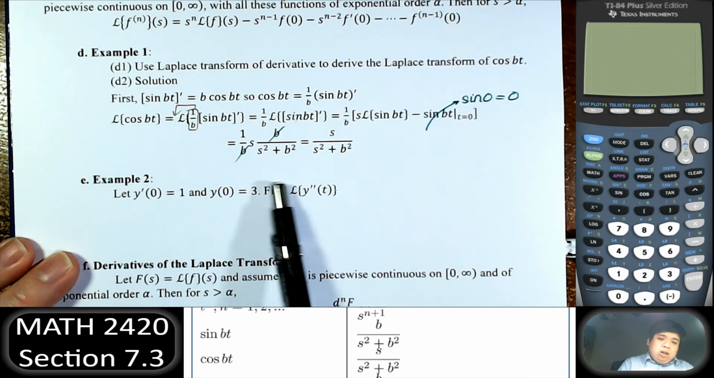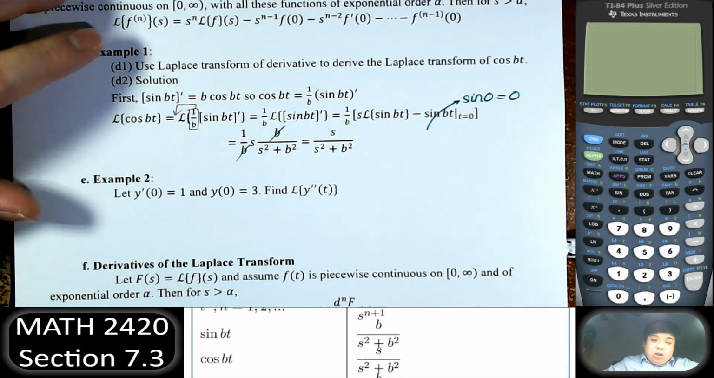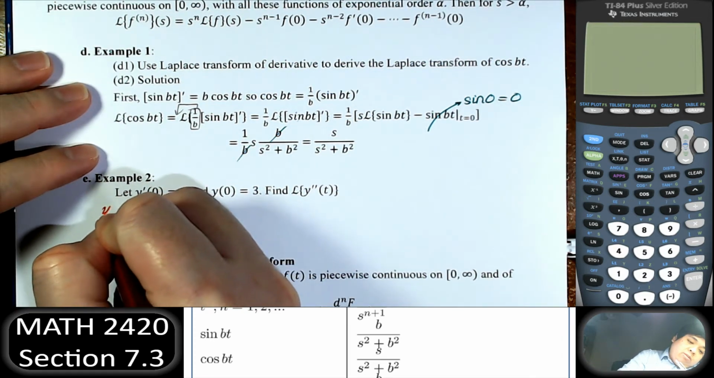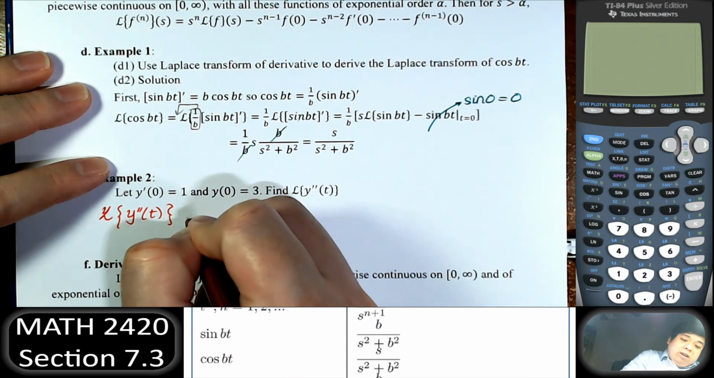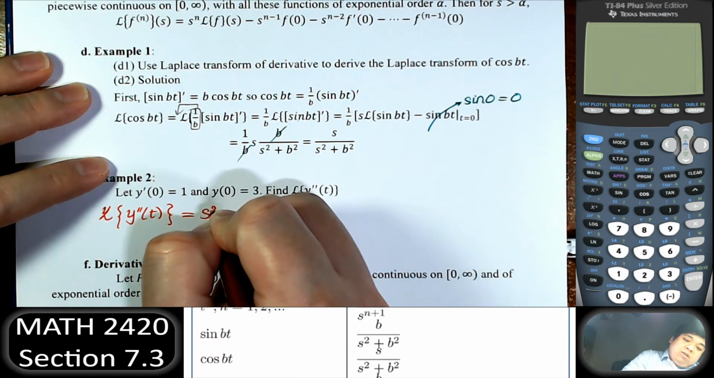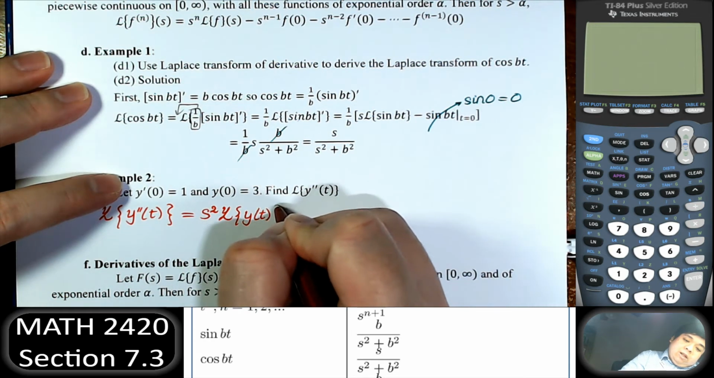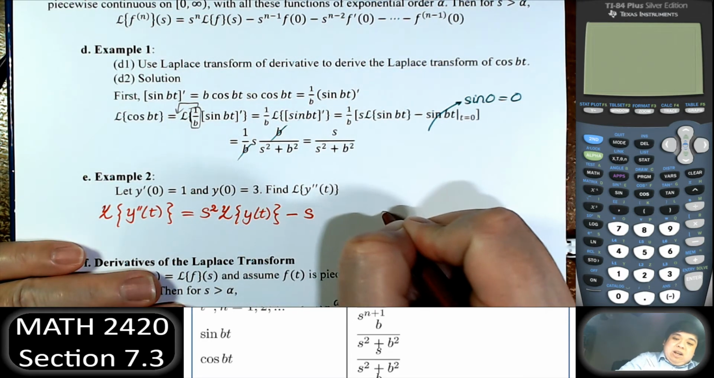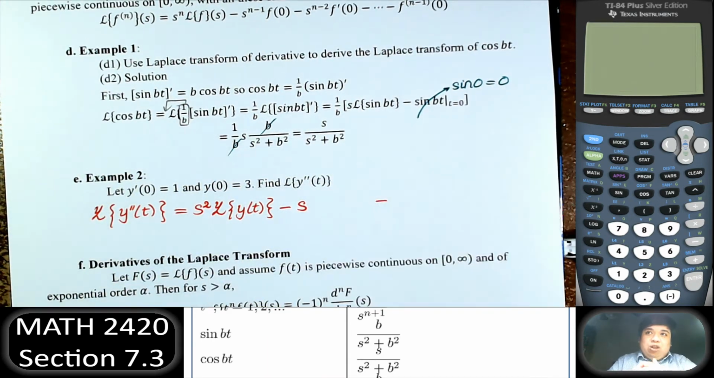So let's see how it works if we want to find the transform of the second derivative, which involves initial conditions. Let's write out the formula. The Laplace transform of the second derivative: first we have s to the second degree times the transform of the function, and then we subtract s times the function at 0, and then subtract s to the 0 power, which is 1.